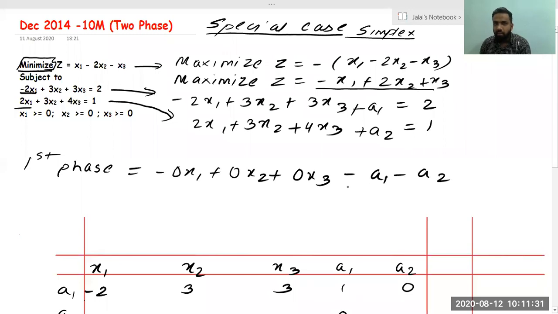Always remember that if it is minimization, we need to maximize it by changing the sign of the coefficients of the equation of z, but we should not change the coefficient of this. Like if we try to multiply by minus here, what will happen?